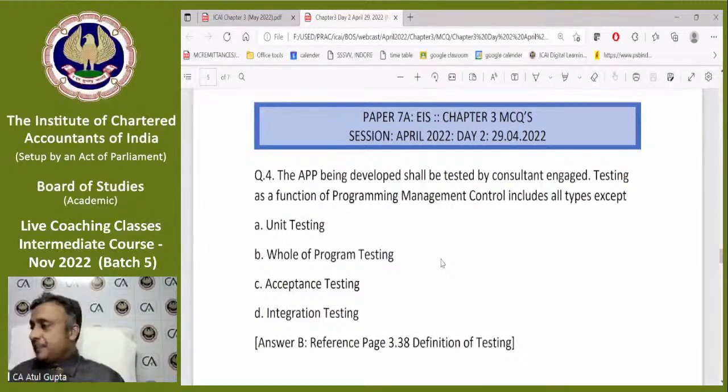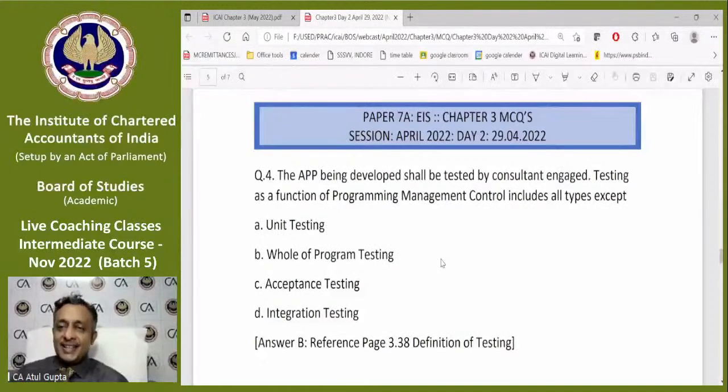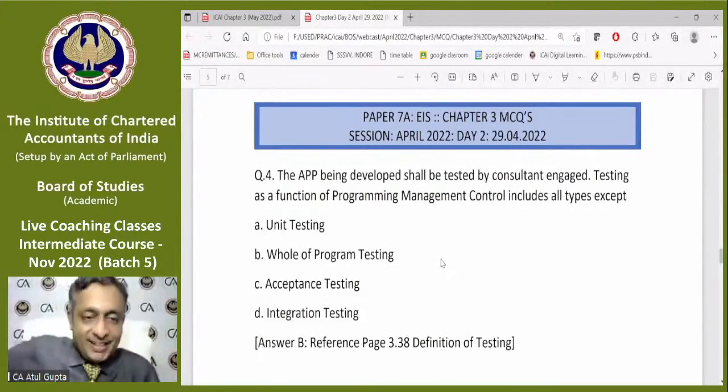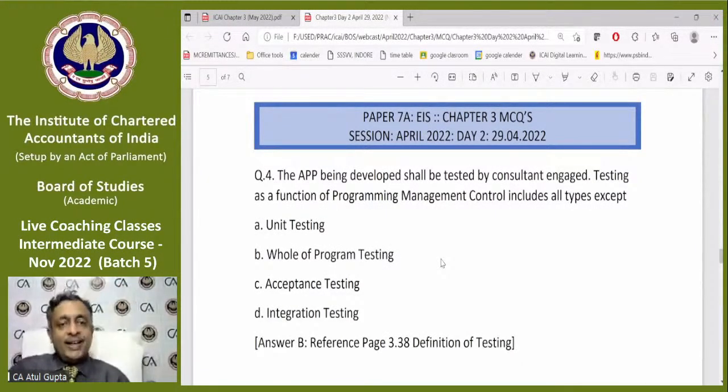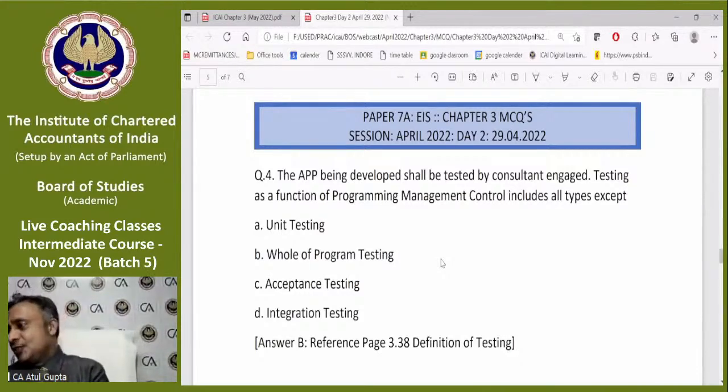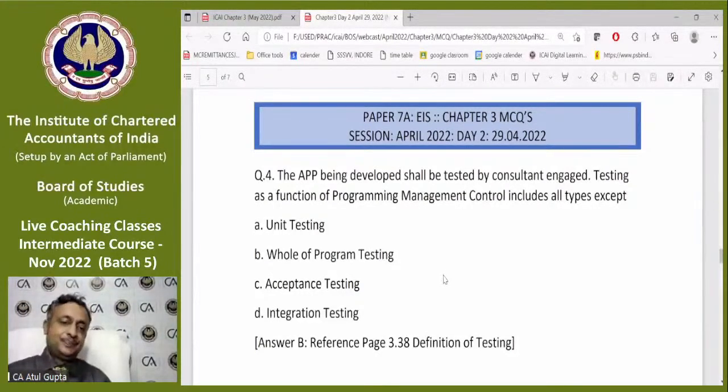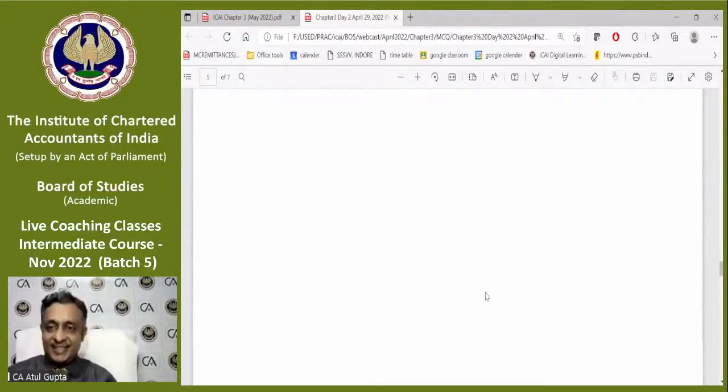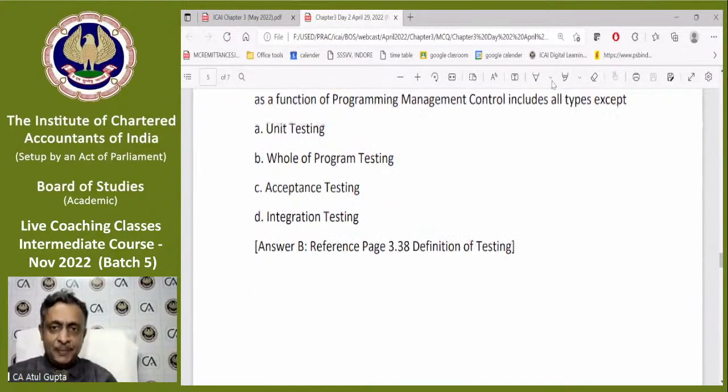4C, acceptance testing. So 4C, Hiral is correct. Sorry, let me do it again. No, C is the correct answer. Okay, so there is a correction. C, unit whole acceptance testing. C is the correct answer. So those who have said C is correct. Okay, C is correct. So let me make the correction here itself. C is the correct answer. Okay, nice.